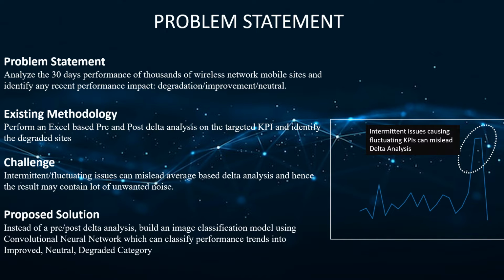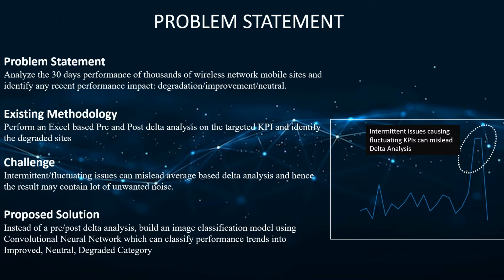The challenge that we have seen is that with average based delta analysis, we sometimes see a lot of unwanted noise that we have to tackle, and sometimes that wastes time. An example you can see from the image here. The image shows 30 days of performance. You can see the performance has been quite consistent, and there was some issue which caused the performance to degrade for 2 days, highlighted by the dotted circle here.